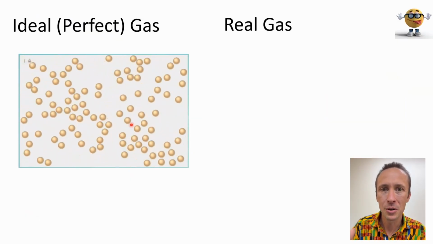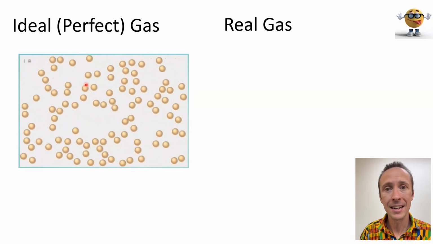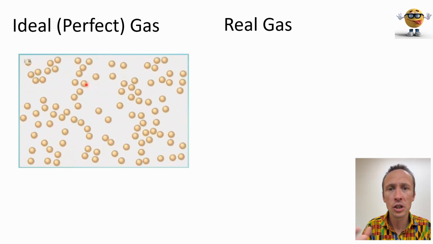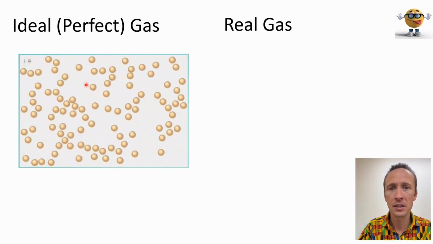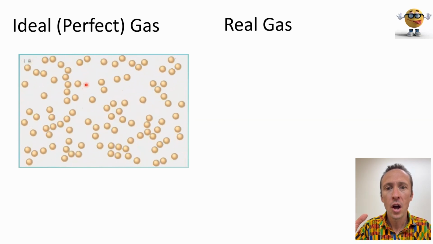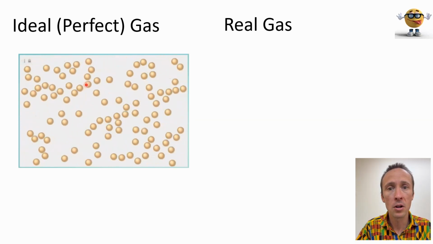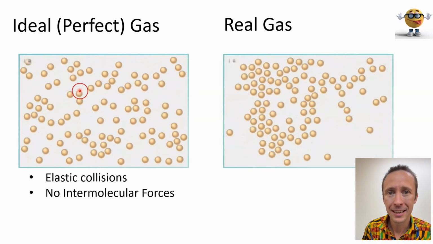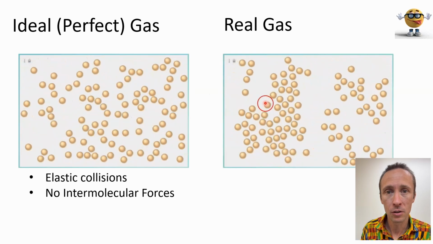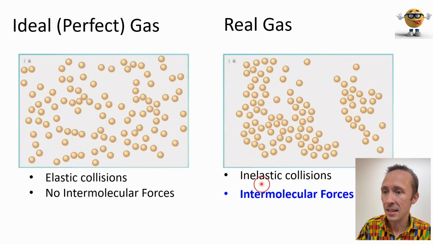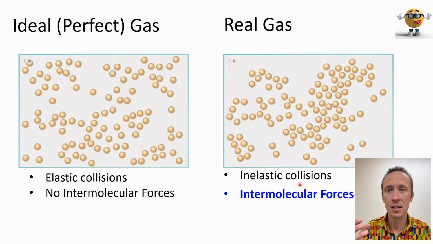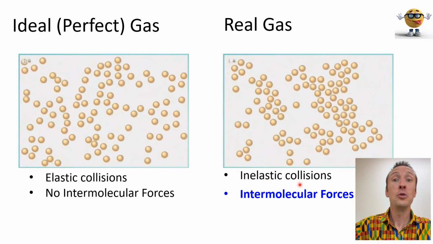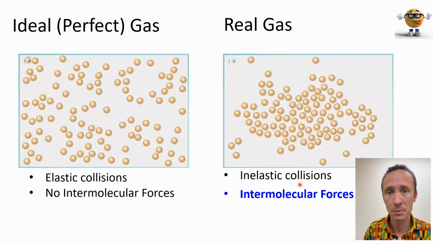Okay, so let's get into ideal versus real gases. In an ideal gas, the collisions are perfectly elastic. There's no energy loss between collisions. They bounce off each other like billiard balls, and there's no attractive or repulsive forces between the particles. But in a real gas, intermolecular forces are present. The collisions are inelastic. That means there's some kinetic energy loss between collisions. You can't just lose energy, but there is kinetic energy loss between collisions.